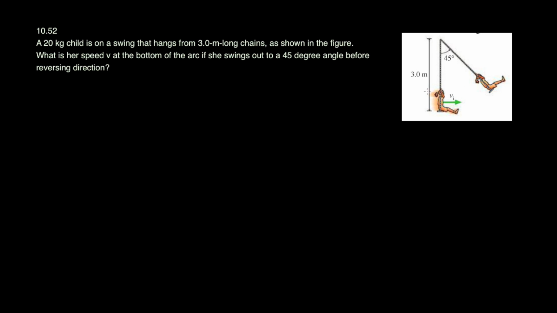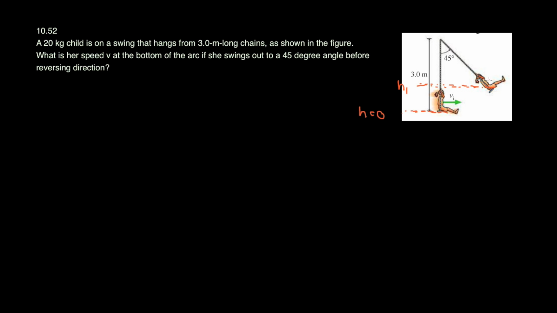So we have some kind of kinetic energy right here, and we're going to call this position h is equal to 0. And so at this point at the bottom, there's not going to be any potential energy. And as she swings up, she's going to lose kinetic energy, right? Because she's slowing down, until eventually she stops at the highest point. And this is going to be some distance up. So we'll call this h1.